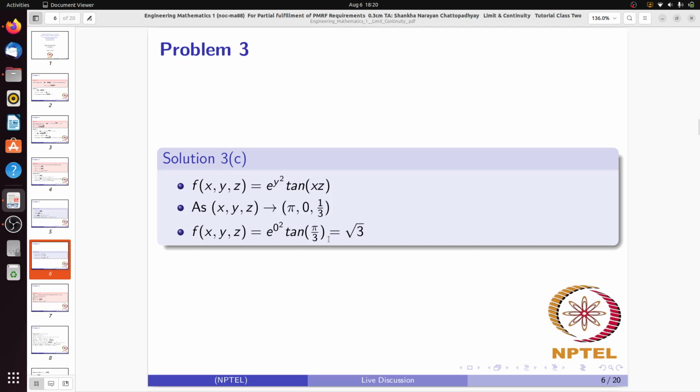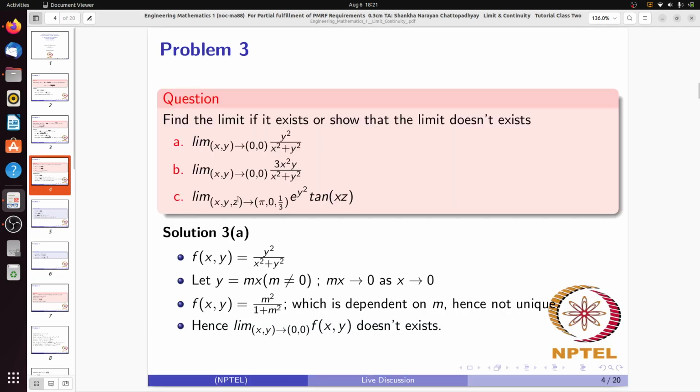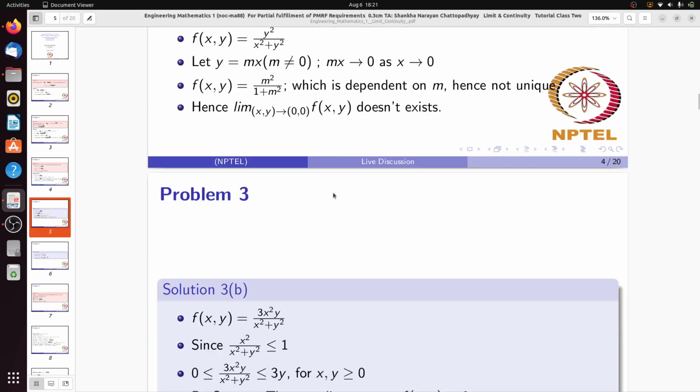So tan e to the power 0 square, tan pi by 3 equal to root 3. So it is the answer. So what do we finally get? We finally get the limit as (x, y, z) tends to (pi, 0, 1) of (1/3) e to the power y square tan xz exists, and its value is tan of pi by 3, which is equal to root 3.